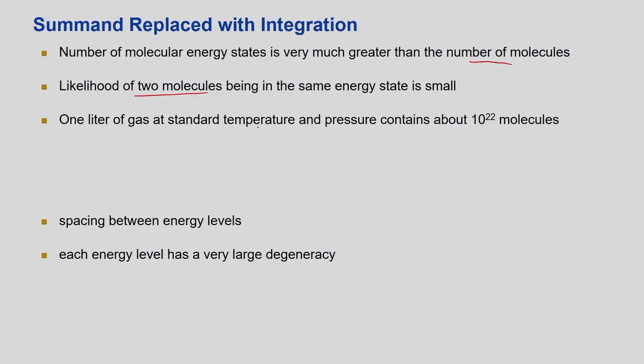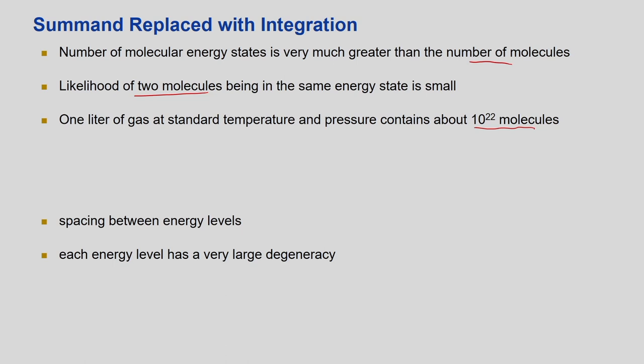So, in the previous lecture, we had a factor where I wrote 2, 0, 0, 0, and to simplify the assumption, we neglected that value. It actually is true because two molecules cannot have one molecular energy state, since the accessible states are much, much higher. For example, if you consider 1 liter of gas at standard temperature and pressure, it will come around 10 to the power of 22 molecules.